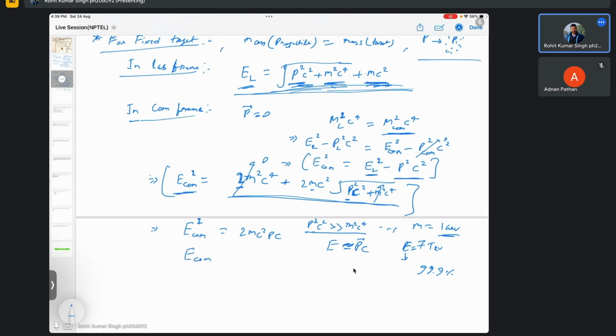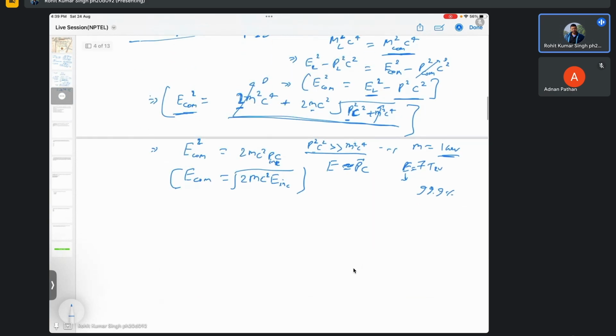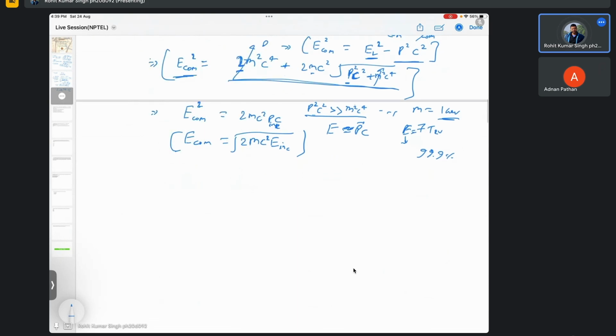So this is what we get. The center of mass energy will be this. This is the incident energy. This is for the fixed target experiments, center of mass energy. Here the only assumption is that the mass of the target and the beam are both the same species, so that also helped us to simplify this expression.